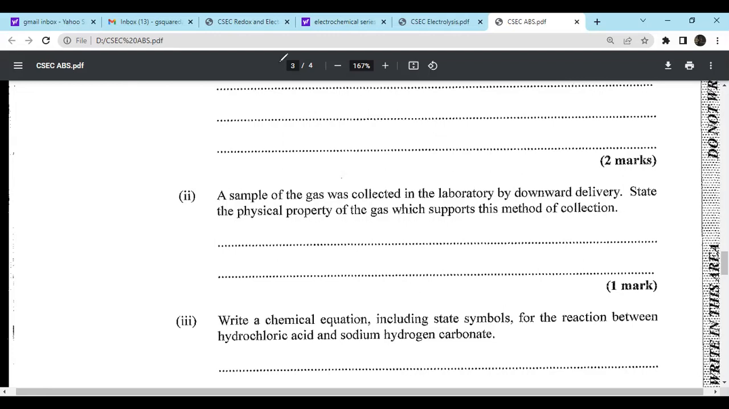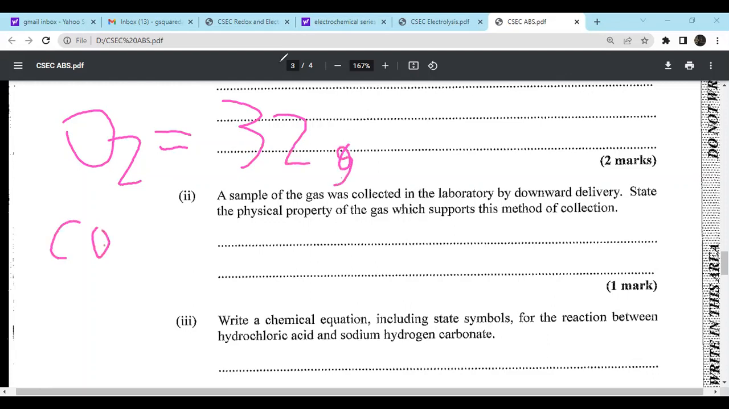How do I know it's more dense than air? Well, air in this context is oxygen, O2. O2 has a mass of 32. Yes, 32 grams. Carbon dioxide has a mass of 44 grams. So it's heavier and it's also more compact. So therefore it's denser than air. Air in this context means oxygen. Okay, so that's why they collected it by downward delivery because it's more dense than air.